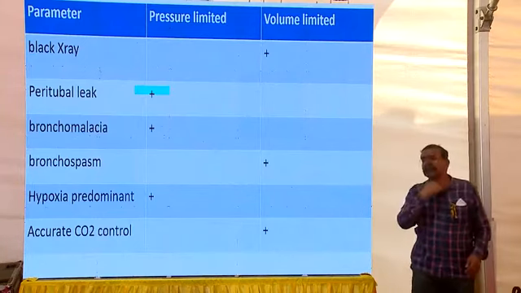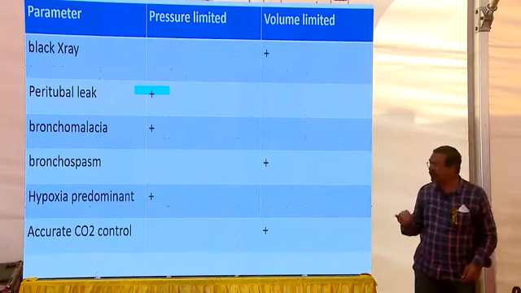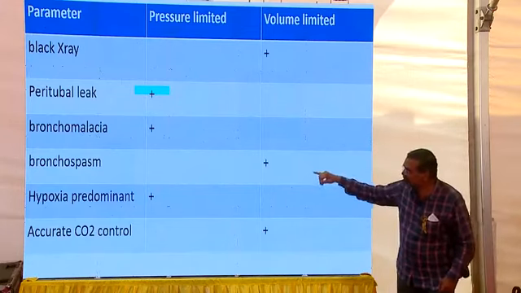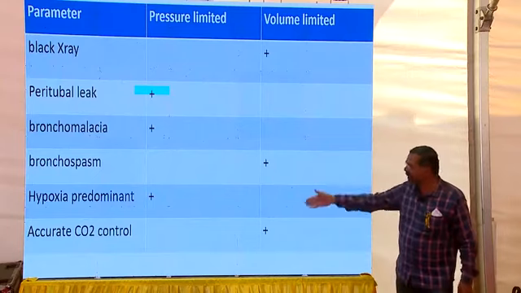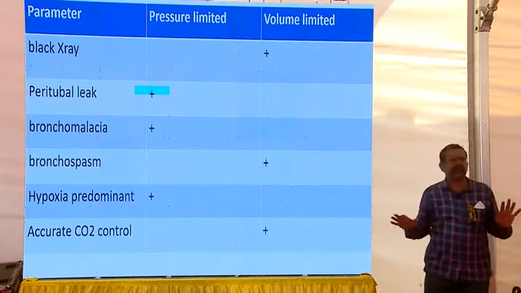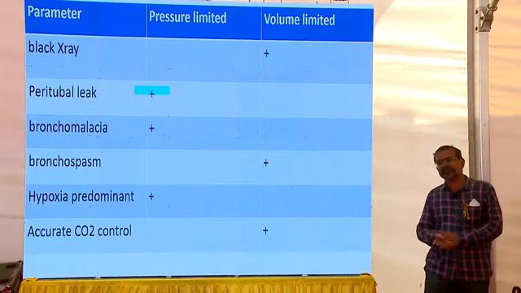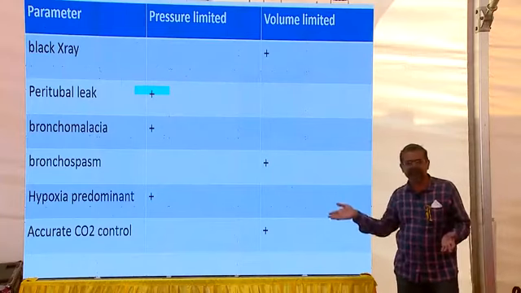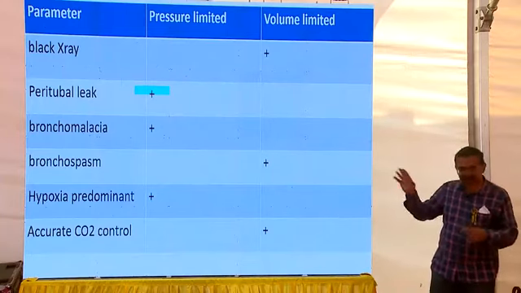If peritubal leak is present, then it is better to ventilate by pressure rather than volume. Then bronchomalacia, bronchospasm, hypoxia dominant, this one actually the same thing we control. So this is the summary of it. Now, what is the basis of it? This is a very oversimplification actually. I am sorry for that, but I will try to explain it afterwards.